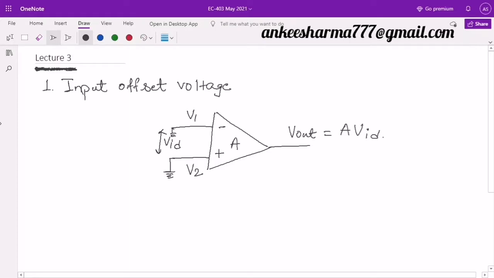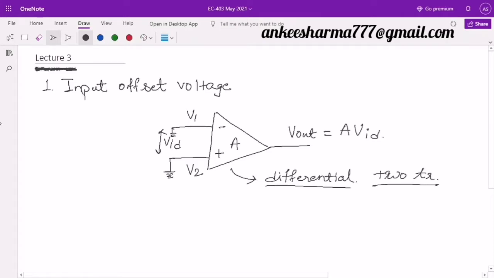due to the mismatch in the biasing voltages at the two inputs of the operational amplifier, we know the first stage in an operational amplifier is the differential stage. We have studied this block diagram. So this is the first stage, the differential one, where we have two transistors. Now no two transistors can be the same. It means definitely the voltages available at the input of these two terminals cannot be the same. There will always be a difference between these two voltages, that is V1 and V2.